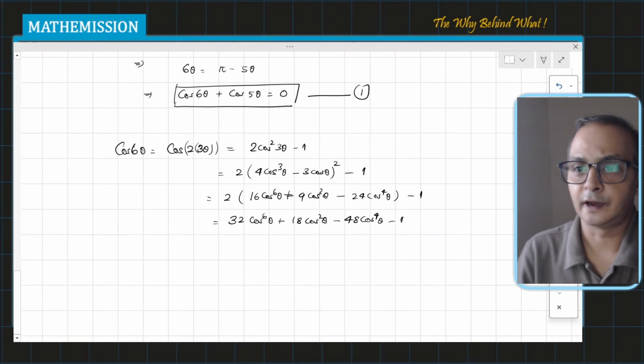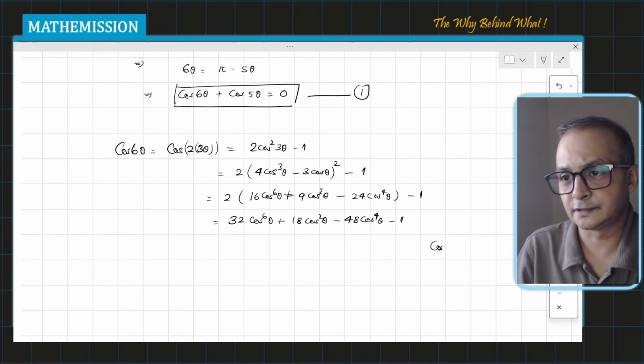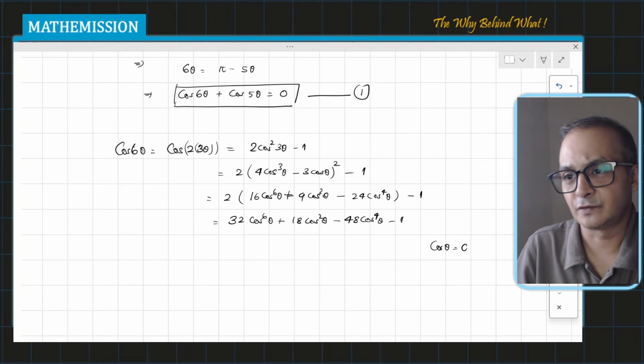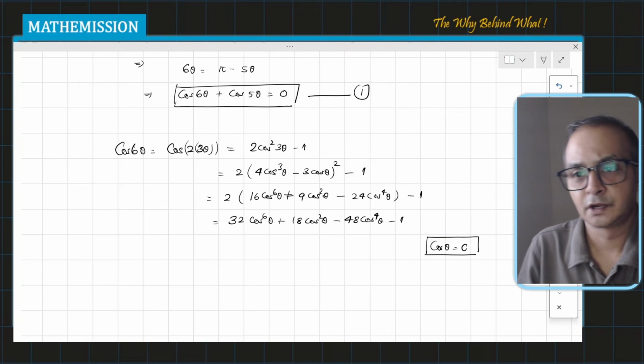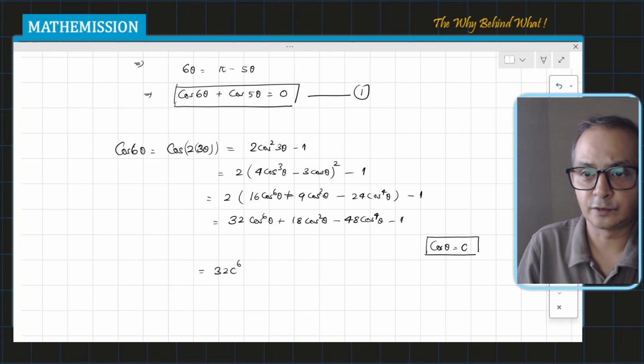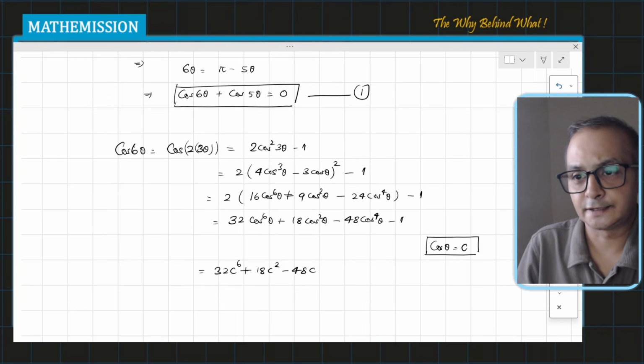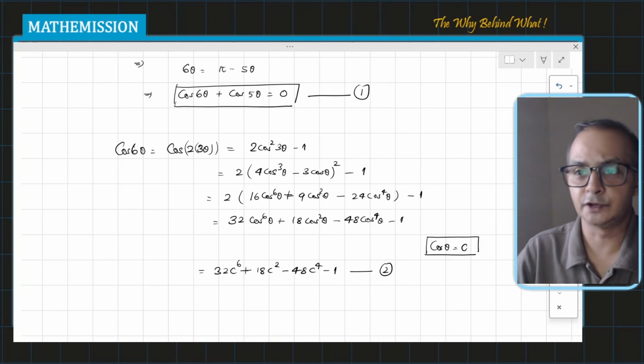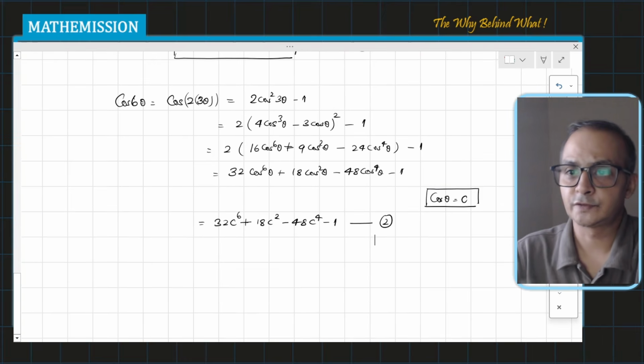So here I am replacing this cosine theta with c for convenience only. So I got this value as 32 c to the power 6 plus 18 c squared minus 48 c to the power 4 minus 1. So this is our second, and we will use it. So this we got the value for cosine 6 theta.